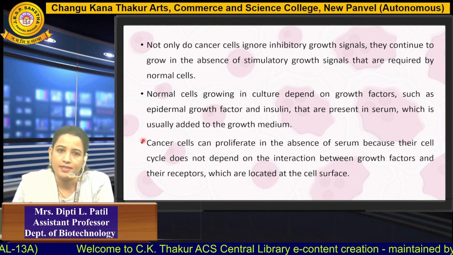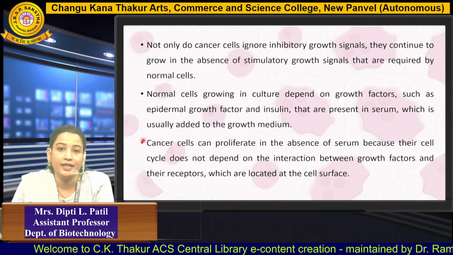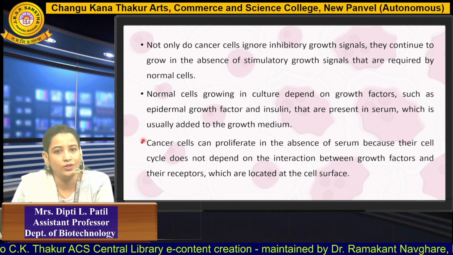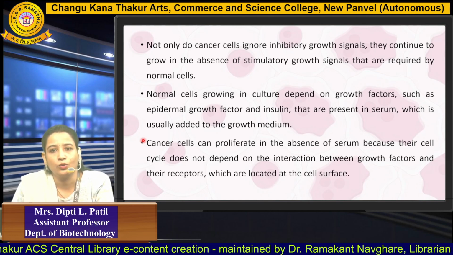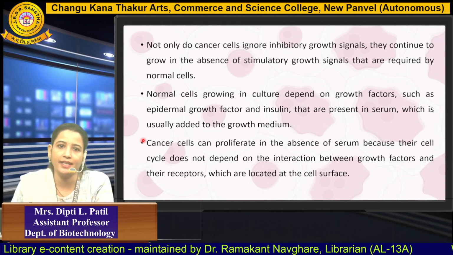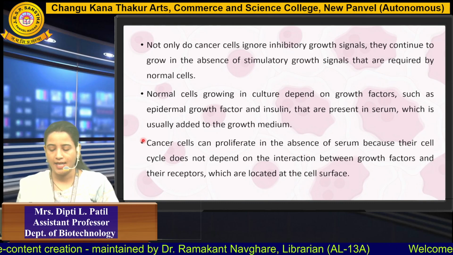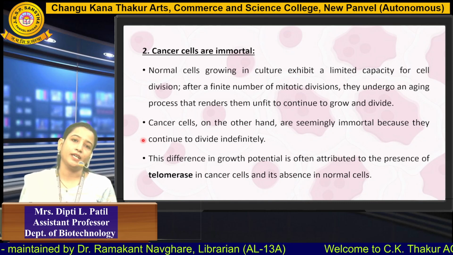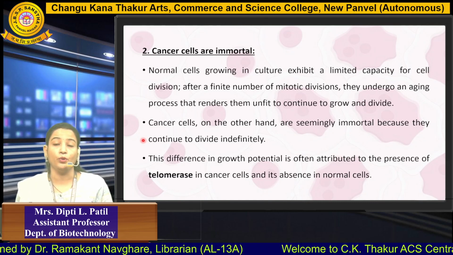But in the case of cancer cells, they can proliferate in the absence of serum because their cell cycle does not respond to any growth factor, or any interaction between growth factor and their receptor, which is located at the cell surface. So the next property of cancer cells is that cancer cells are immortal.